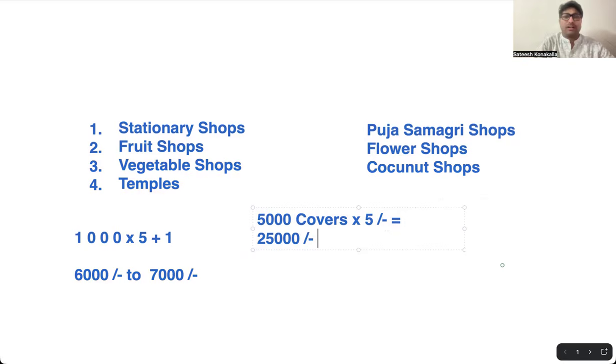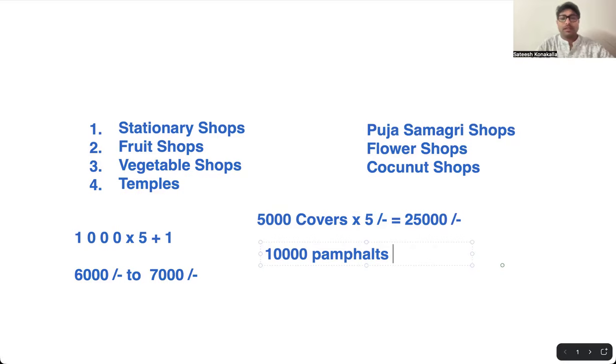When you print 5,000 pamphlets, I recommend you print at least 10,000 pamphlets in one go. I'll tell you why. So 10,000 pamphlets, this is going to be 1 rupee.